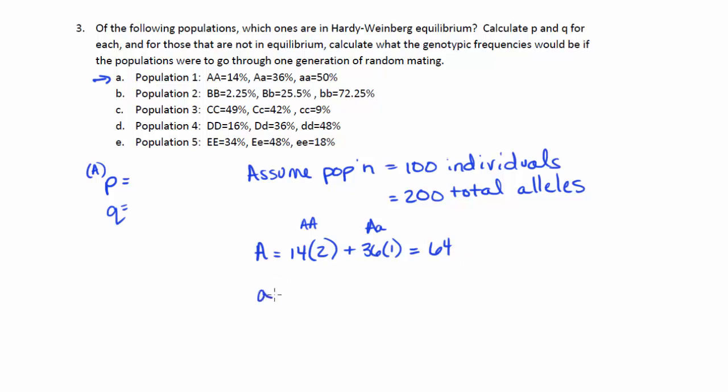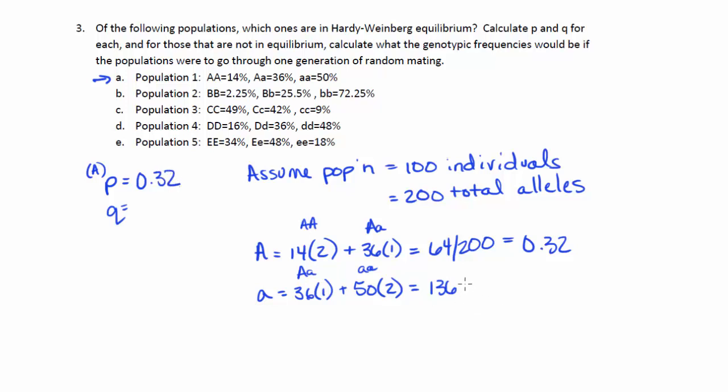If we do the same thing for little a, we have some heterozygous ones, 36, that have 1 copy of little a, plus we have 50 individuals that are little a little a, and they got 2 copies each. So if we add all of this up, we have 136 copies of little a. So if we want to figure out the frequency, it's 64 out of 200 total alleles. And if we do 64 divided by 200, we're going to get 0.32. That is going to be the frequency of P.